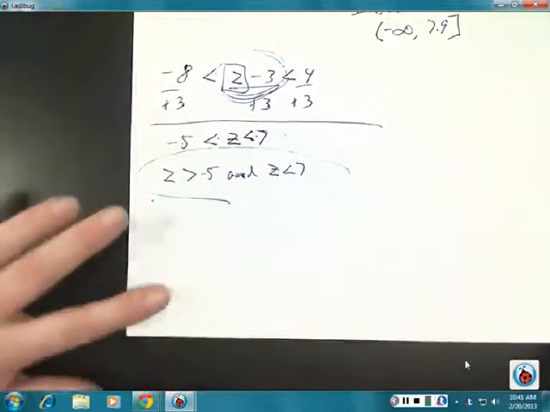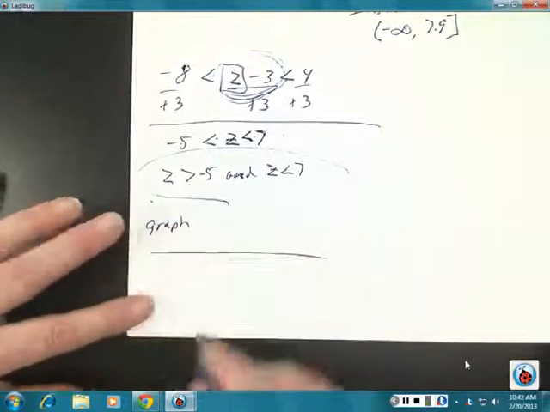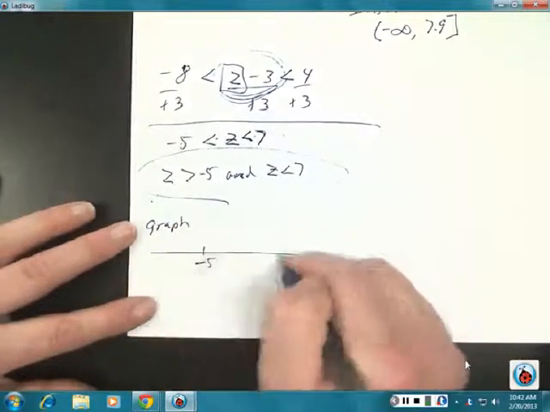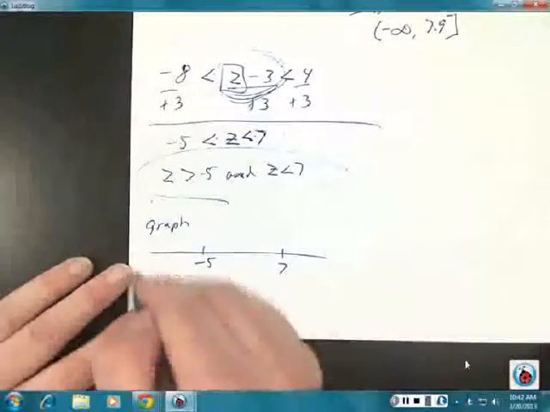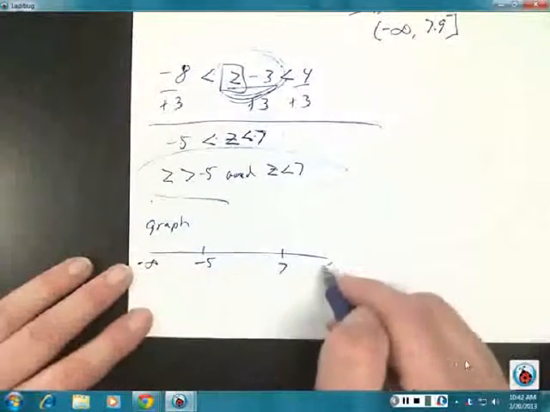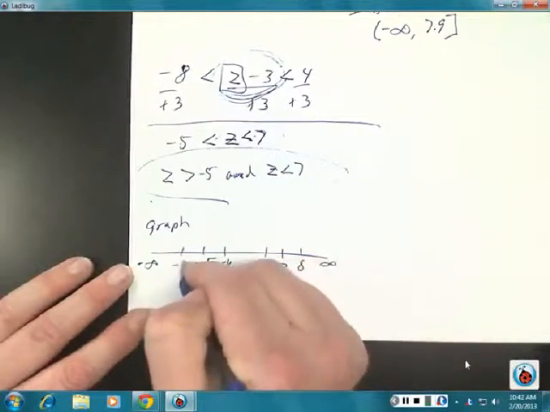What does it look like as a graph? You're going to have nothing but parentheses at negative 5 and 7, so we know that it's open, with negative infinity and positive infinity out here. So open parenthesis at negative 5 going to the right.